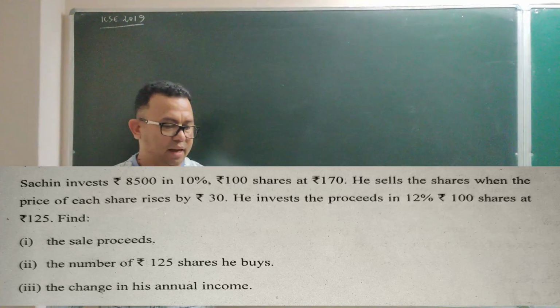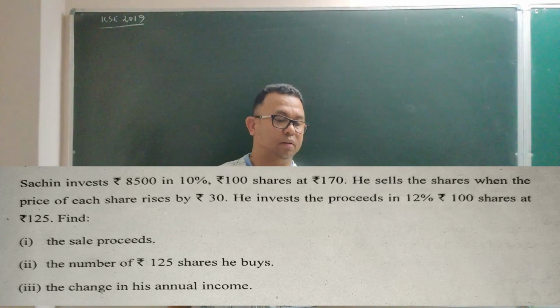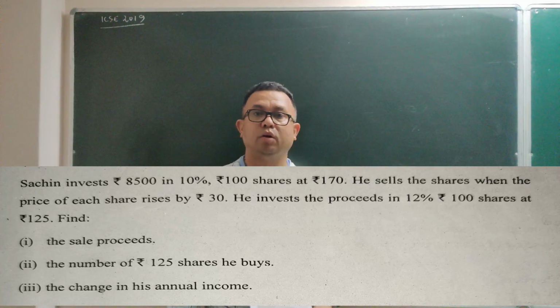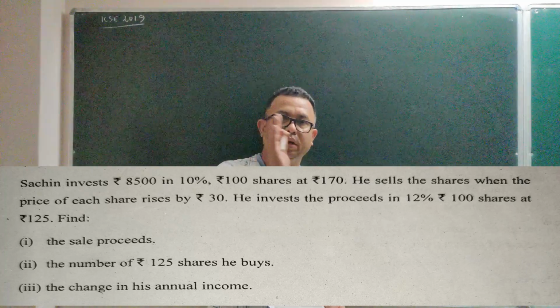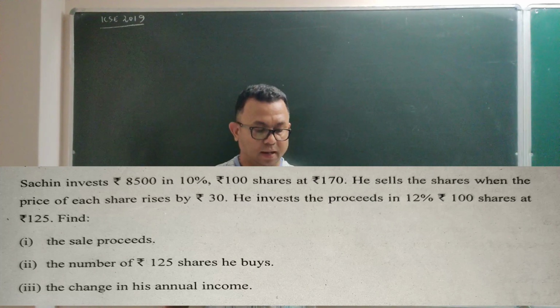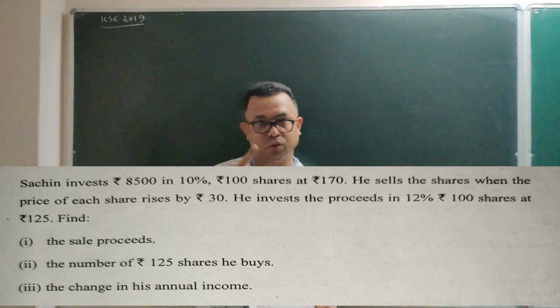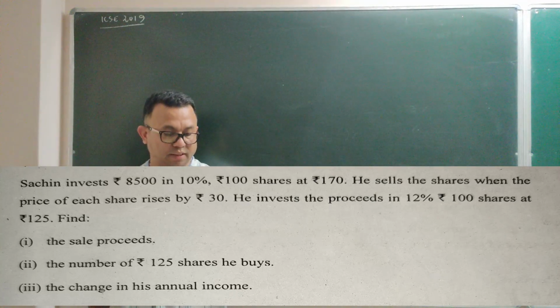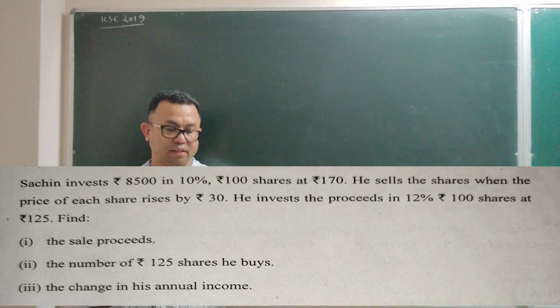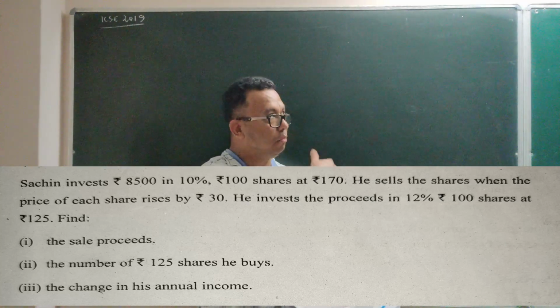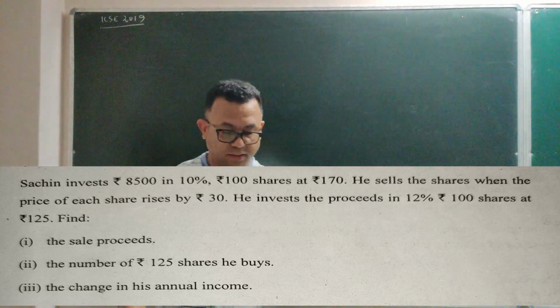Then what is written? He invests the proceeds in 12% rupees 100 shares at rupees 125. So now he is putting the money in the second share. And the question is telling you to find the sell proceed. So first one, sell proceed. Then the second one, the number of rupees 125 shares he bought. So 125 shares is the second share. How many of the second share did he buy? That is the second question.